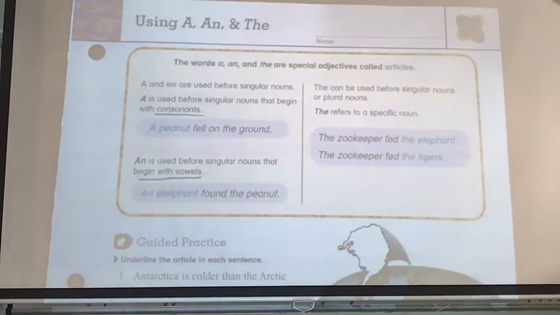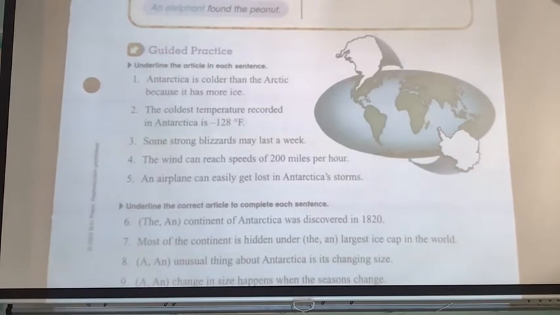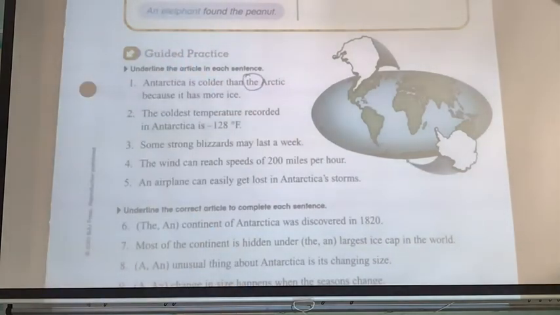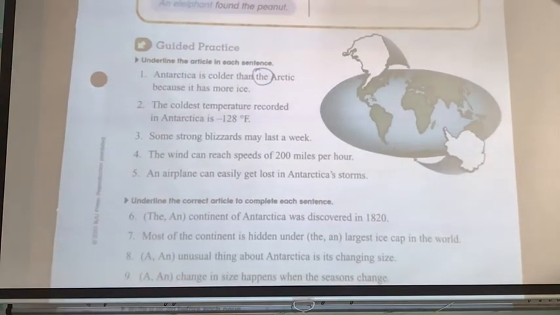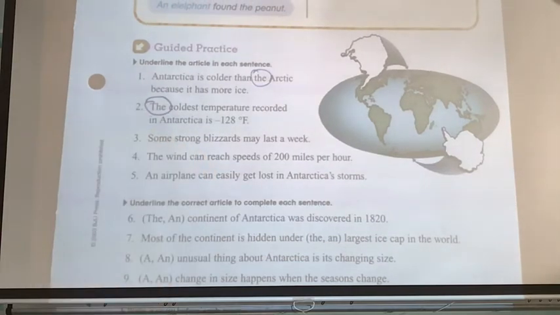So let's take a look at our practice. It says underline the article in each sentence. Remember, I told you it's really easy to find because it's only going to be a, an, or the, and they're always going to act as an article. So here we go. Antarctica is colder than the Arctic because it has more ice. There it is. The coldest temperature recorded in Antarctica is negative 128 degrees Fahrenheit. That is quite chilly. My article is the.